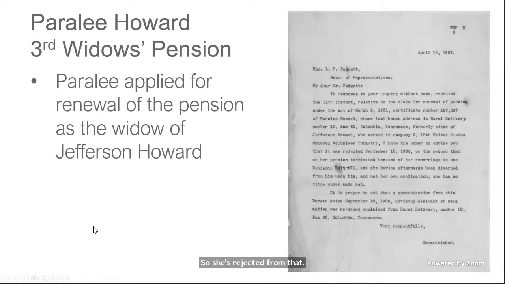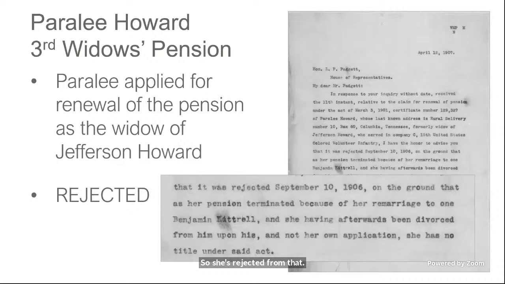And the reason is that it's about the divorce. It says that she's rejected on the ground that her pension terminated because of her remarriage to one Benjamin Cottrell, and she having afterwards been divorced from him upon his and not her application. She has no title under said act. So I read that to believe that if she had divorced him for abandonment or cruelty or something, maybe she would have received his pension, but because he divorced her, she had no grounds.